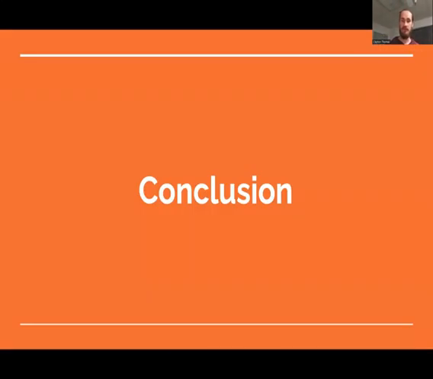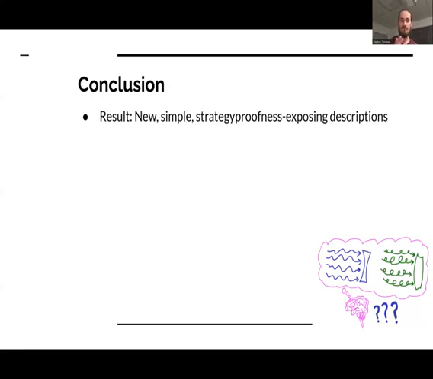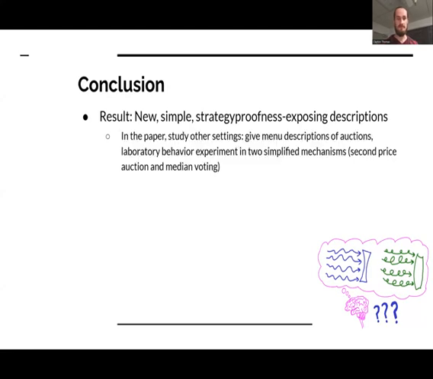All right, quickly wrapping up. So our result gives a new, simple, strategy proofness exposing description of canonical mechanisms. In the paper, we look at other settings. We take a look at fairly simple auctions, and we do a laboratory experiment in two simplified settings, a second price auction and a median voting mechanism.